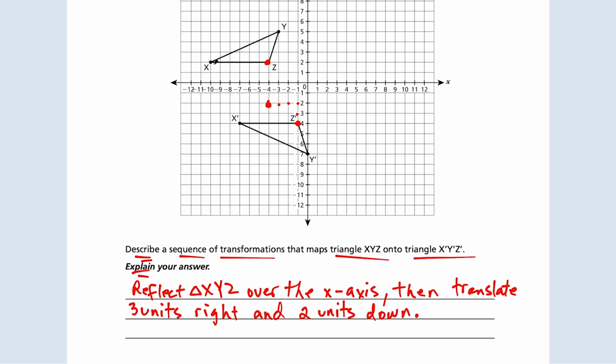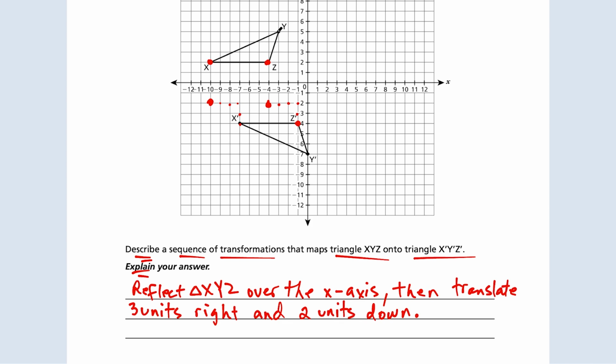Now, one thing I would do here to be 100% sure that our sequence of transformations is good is I take the point X and I'm going to follow this sequence of transformations. I'm going to reflect it over the x-axis. So I would go down 2 units and then down another 2 units like this. And let's see if this translation brings us to X prime. We're going over 1, 2, 3, and we're going down 2 like this. And you could guarantee that if we do this for Y, we're going to map to Y prime.